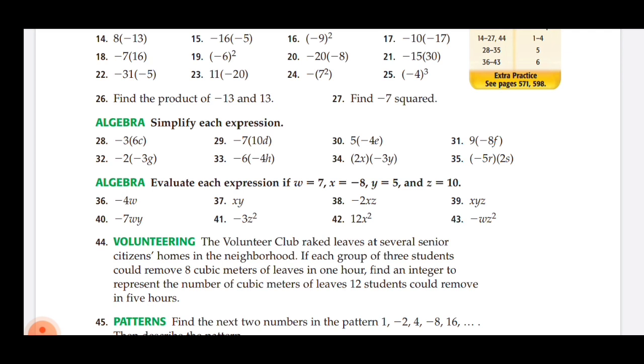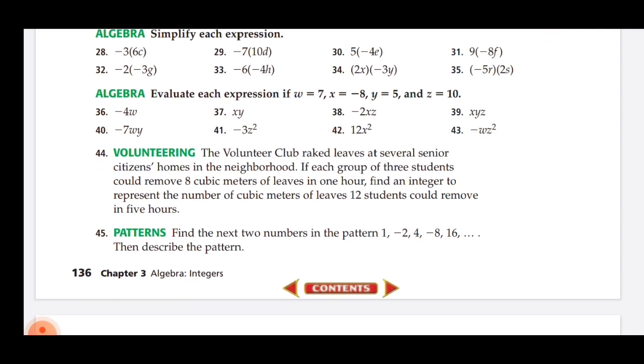27. Find -7 squared. Algebra. Simplify each expression. 28. -3 multiply 6c. 29. -7 multiply 10d. 30. 5 multiply -4e. 31. 9 multiply -hf. 32. -2 multiply -3g. 33. -6 multiply -4h. 34. 2x multiply -3y. 35. -5r multiply 2s.